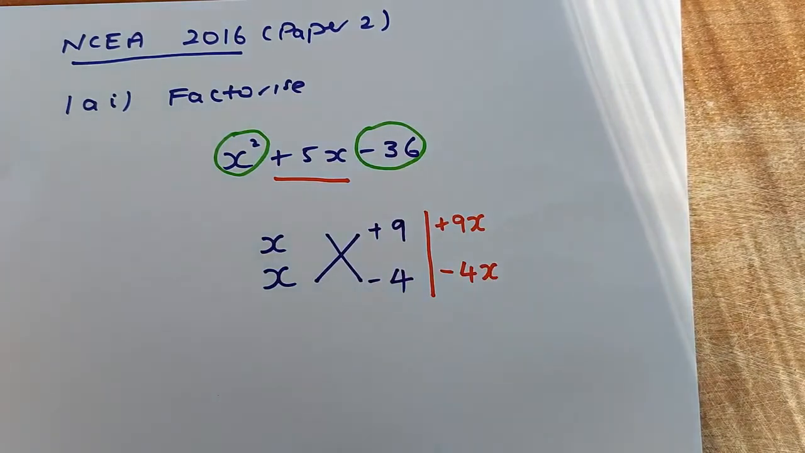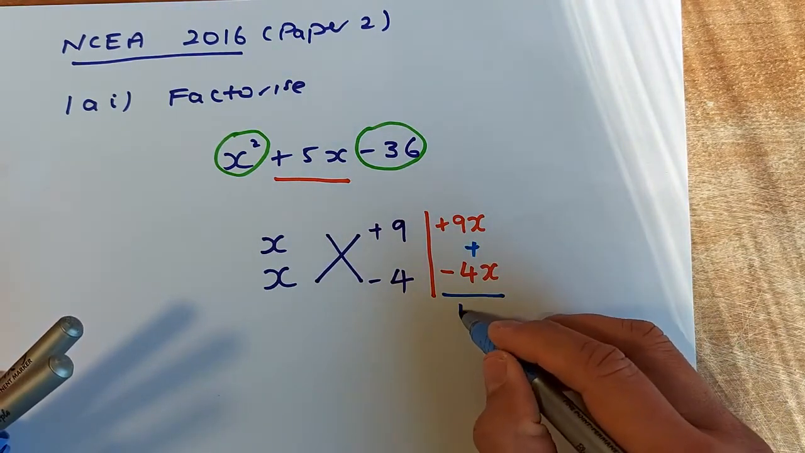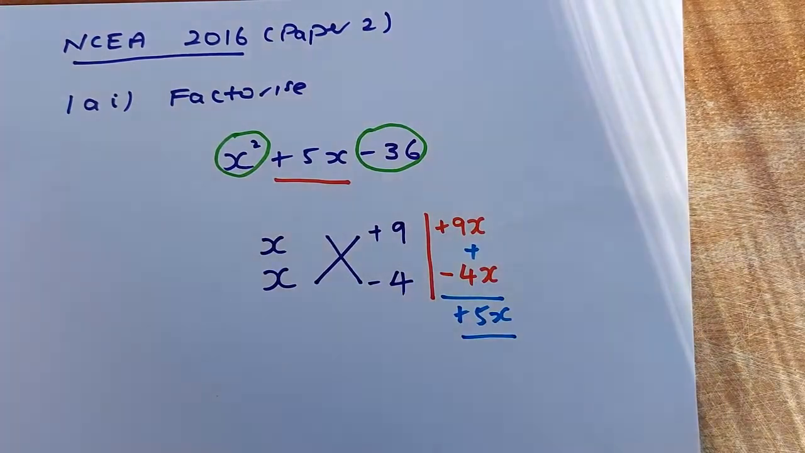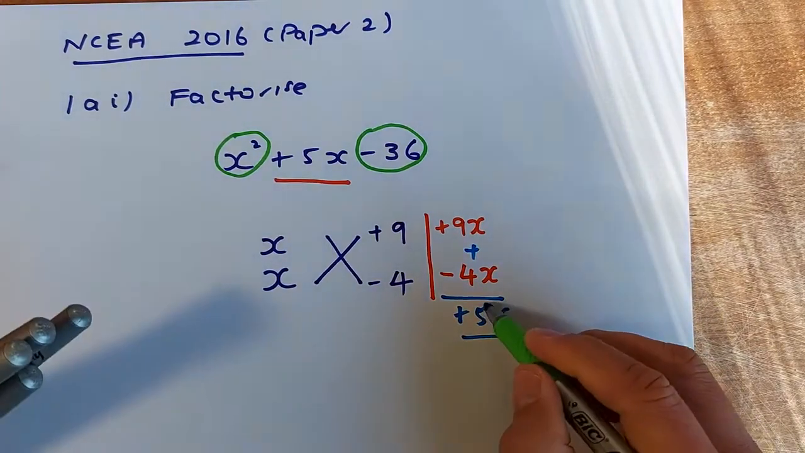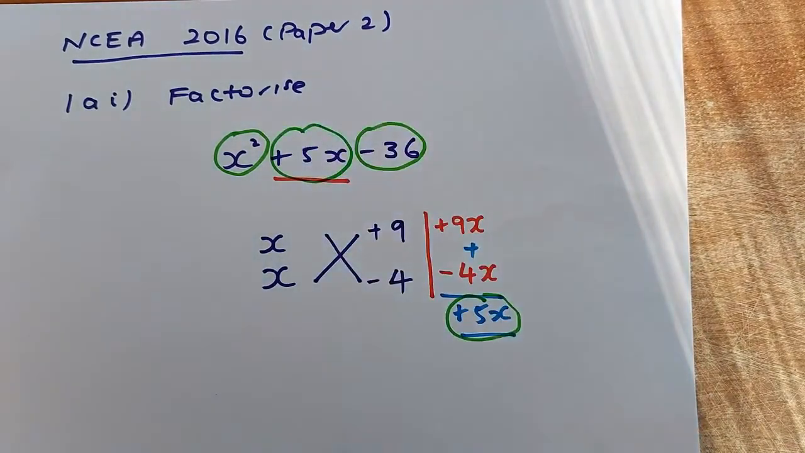And the last step you're going to do is add the 2 numbers together on the right hand side. So 9x minus 4x is going to be positive 5x. The last thing you need to know is you see whether the number over here is the same as here. If they are the same, you got the answer.